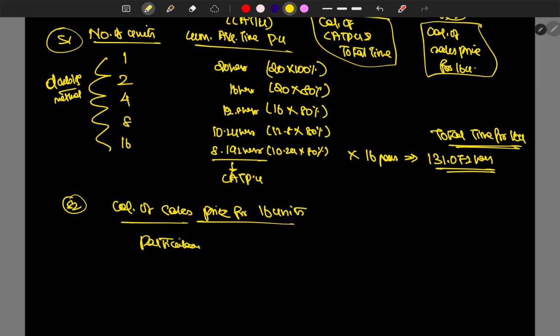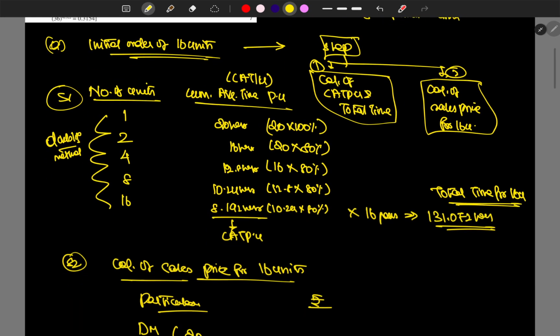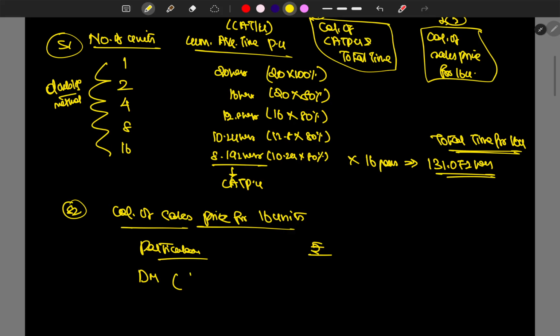Particulars, rupees. Direct material is 20 rupees for each of the 16 machines, right? 16 into 20 rupees, which is 320.